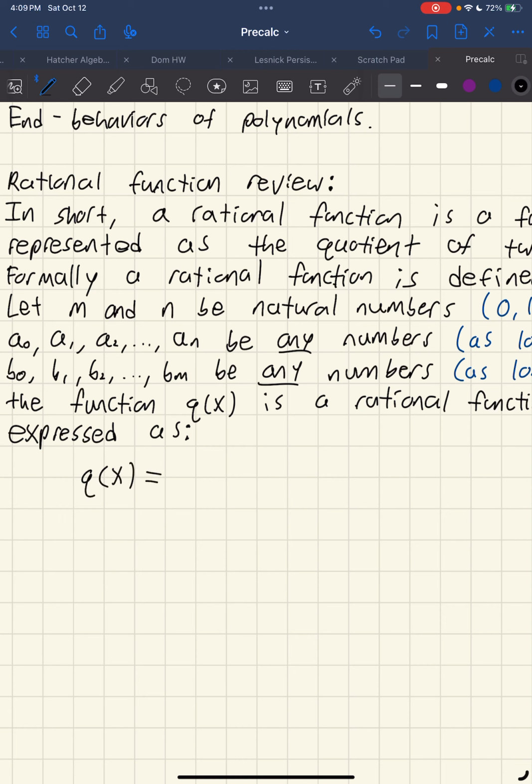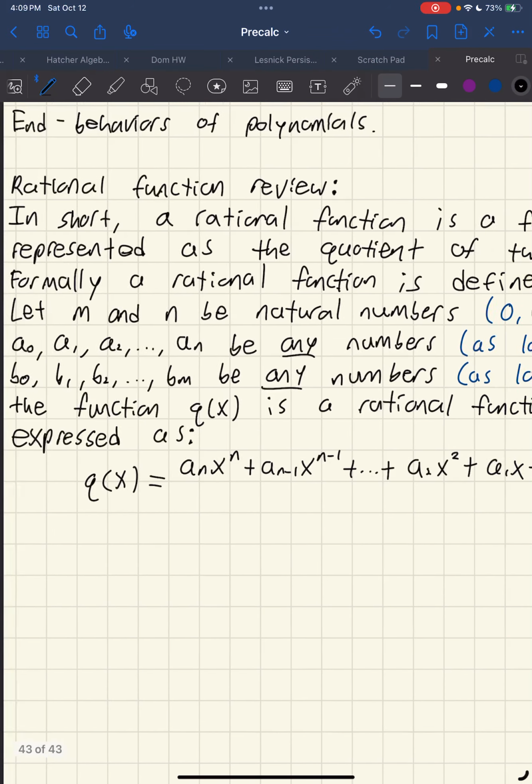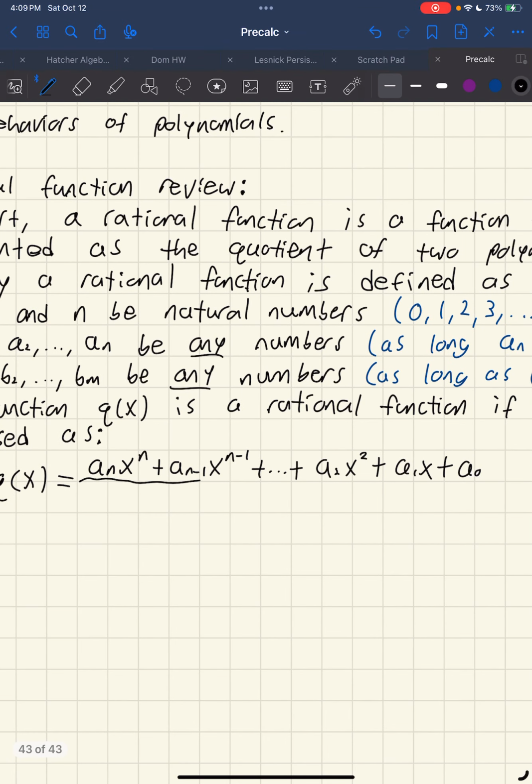Q of x is equal to, we have a sub n times x to the n plus a sub n minus 1 times x to the n minus 1 plus ... plus a2x squared plus a1x plus a0. So that's my numerator, and that is, if you have a good grasp of what the definition of a polynomial is, what we defined a polynomial to be last class. And downstairs, we'll have all these b's: ... plus b2x squared plus b1x to the 1, if you would rather, plus b naught.